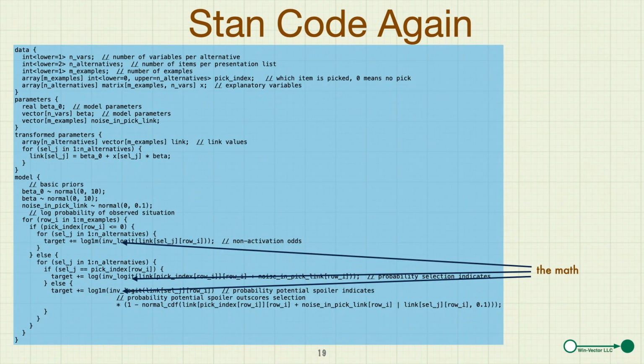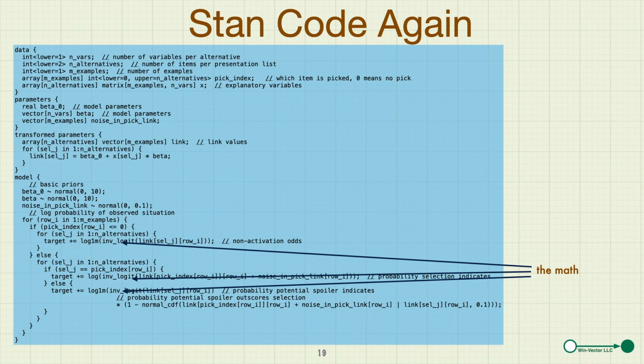So the only thing we care about at this point is the math. The statements on the previous page are all being translated into these math lines. The for loop is going through all of our example panels. And if the row has no selection, the target is just updated as the sum of each and every selection not being selected. And I'm using the log 1 minus notation to get better floating point performance.